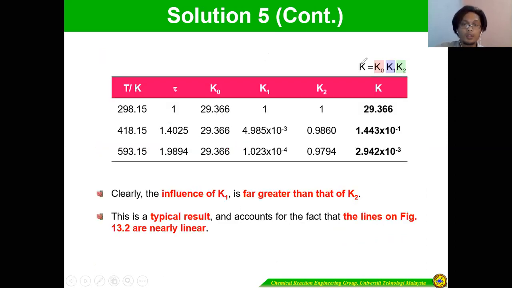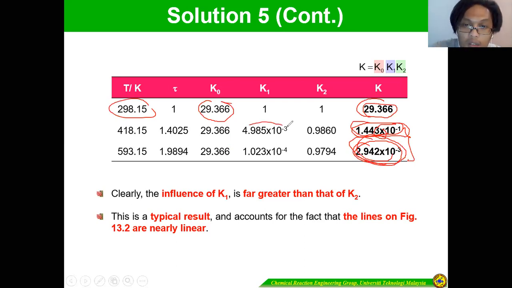If you look at here, this one is the K naught when we consider only K naught at 298. So this is the value of K, 29366. When we increase the temperature to 418 Kelvin, it's really different. So the influence of K1 is far greater than K2 actually. This one is not so different from the K1. So the total of the K should be this one at 480 Kelvin and this one at 500 Kelvin. If you look at here, this one is not so much different, right?